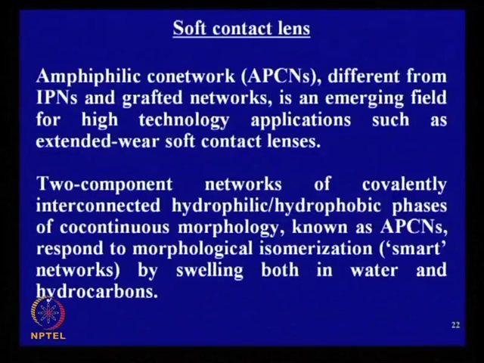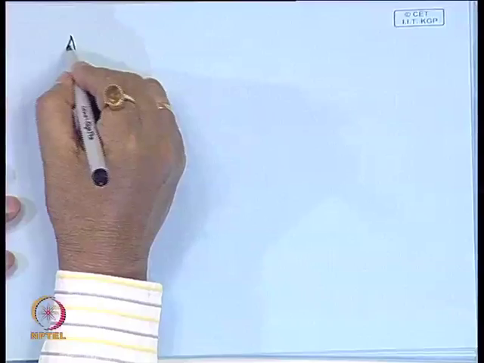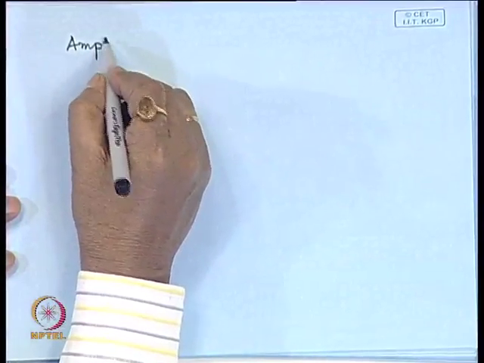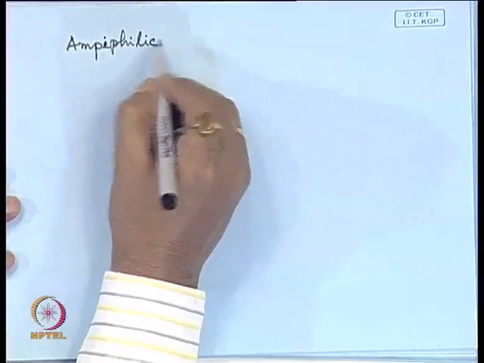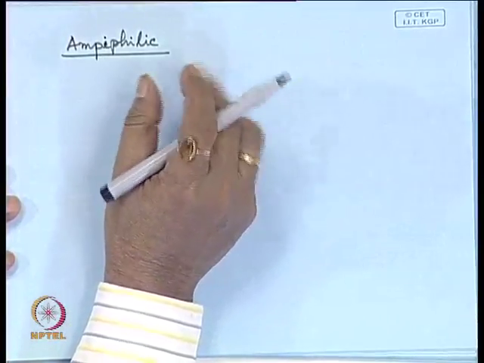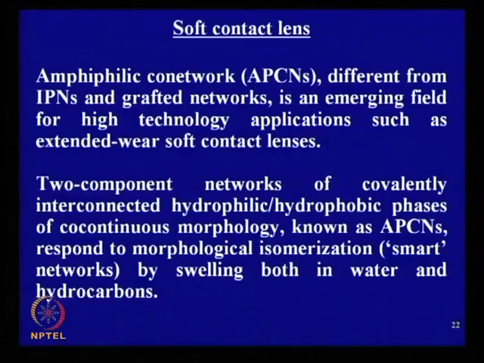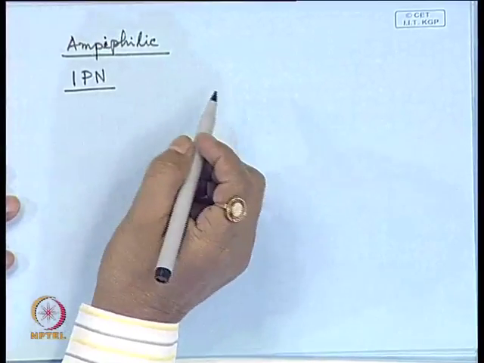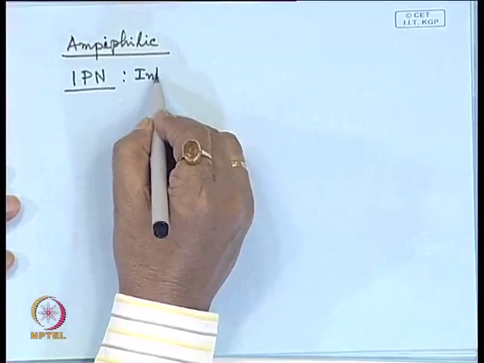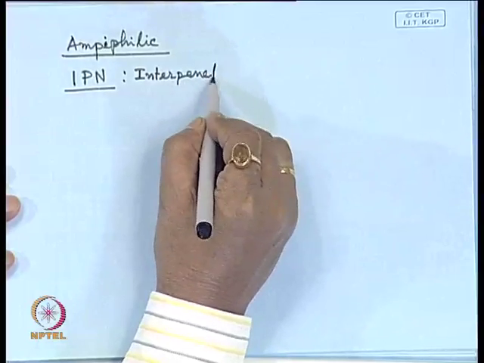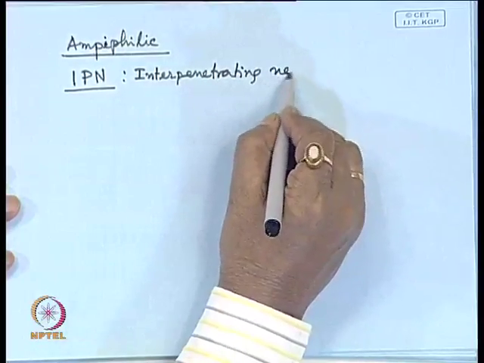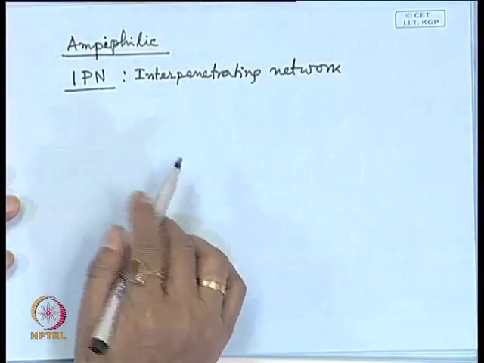So, is the case with artificial pancreas. Okay. Now, here is a term, amphiphilic co-network. First of all, you should know the meaning of amphiphilic. Amphiphilic means it has both hydrophilic and hydrophobic characteristics. And there is one more terminology, IPN. This is interpenetrating network. Interpenetrating network.